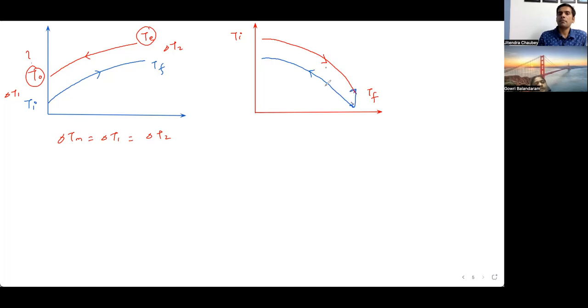The gap means the temperature difference, right? It's like two lines moving parallel. This is T entry and this is T outlet. This will be delta T1 and this will be delta T2. Delta T mean is equal to delta T1 equal to delta T2. Delta T1 is the temperature difference between these two, and delta T2 is the temperature difference between these two. These are the only two graphs you will have if the question comes with Q constant. There is no other possibility.